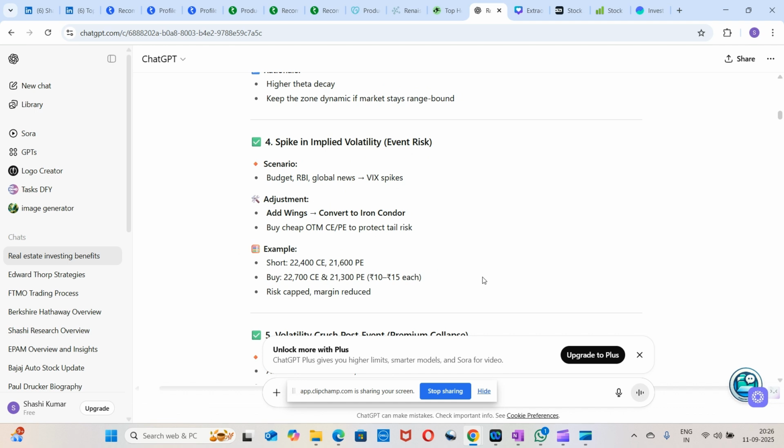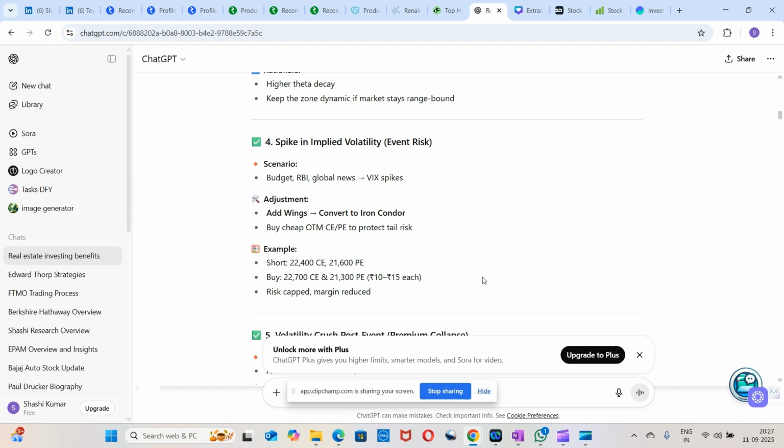Spike in implied volatility. So there is an event risk, for example budget, RBI, global news, VIX spikes in this case. To protect yourself against it, you buy cheap OTM calls and puts to protect tail risk. And once you add these cheap OTM calls and puts to protect yourself, it will convert into an iron condor. Example: 22,400 C and 21,600 P you have shorted. That's a short strangle.